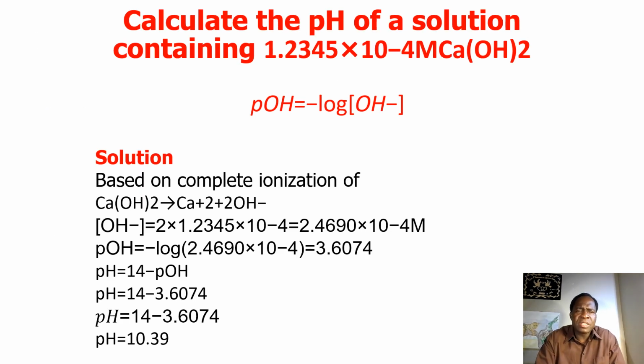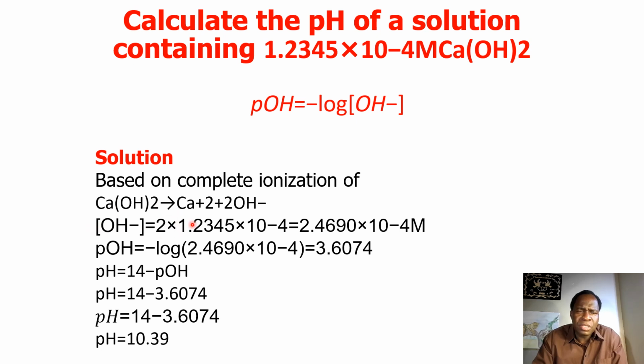Let's move to the last problem here in this revision for the exam. Look at this problem here. Calculate the pH of a solution containing 1.2345 times 10 to the minus 4 molar calcium hydroxide. Now the formula for pOH is given to you here, but there is something particular with calcium hydroxide.